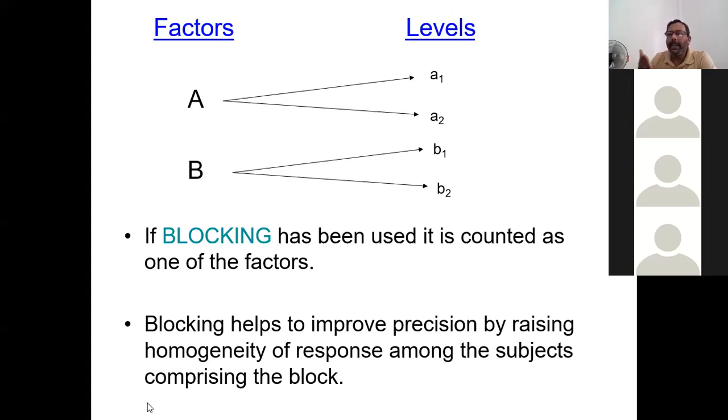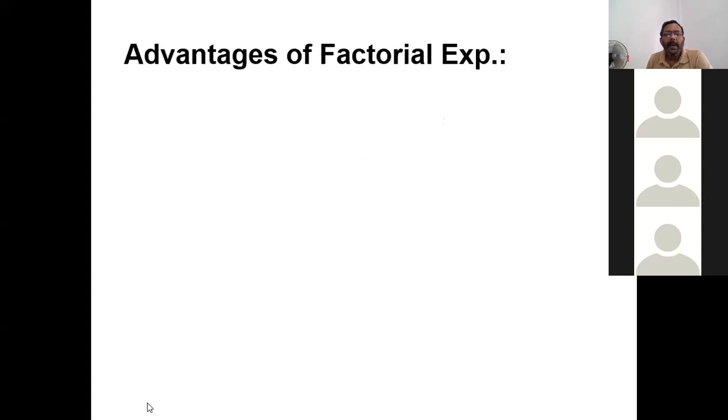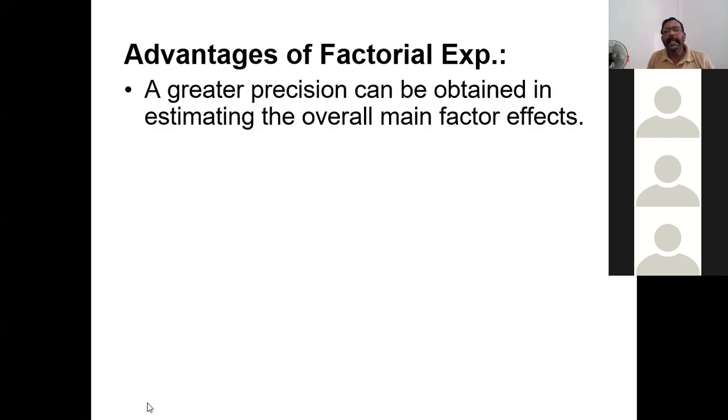In the field, blocking we have already talked about. Blocking helps to improve the precision and raise the homogeneity of the response. What are the advantages of factorial experiment? We didn't define the interaction yet, right? What is the advantage of factorial experiment? The first one is that a greater precision can be obtained in estimating the overall main effects. That is one of the advantages.